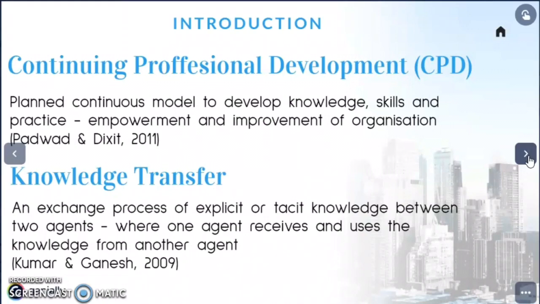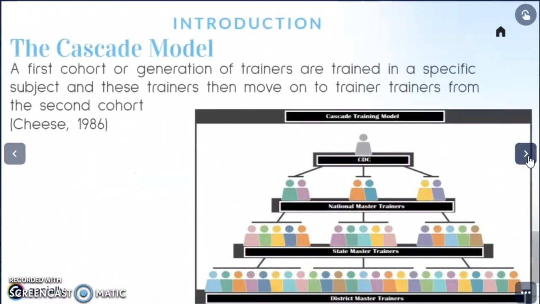The cascade model of transferring information is aptly presented in this diagram in the slide, whereby a first cohort or generation of trainers is trained in a specific subject and moves on to be trainers to the second cohort or generation. The information is passed down from one stage or tier to another stage. Well, ladies and gentlemen, this cascade model has been very widely used in CPDs, especially in Malaysia.